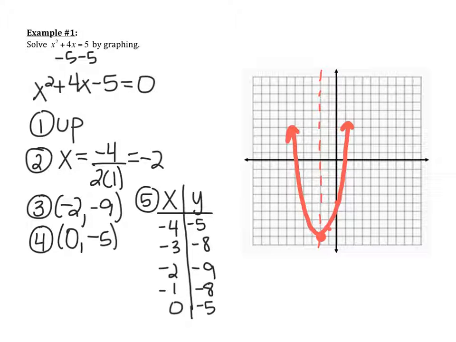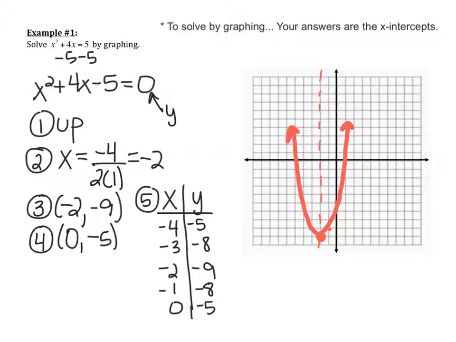Now back to the problem at hand. Remember, we were asked to solve this equation by graphing. So we graphed it, so now what does it mean to solve it? We started this problem by setting the equation equal to 0. So that would mean that y equals 0. And y equals 0 all along the x-axis. So therefore, I'm looking for the place where my graph hits the x-axis where y equals 0. So when we solve by graphing, we're really just looking for the x-intercepts. So once again, to solve by graphing, your answers are the x-intercepts, because that is where y equals 0.